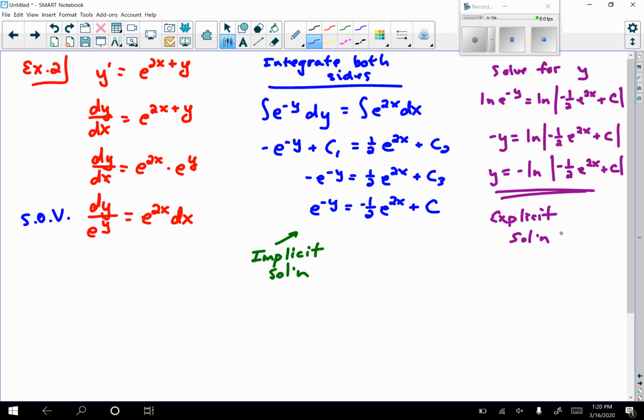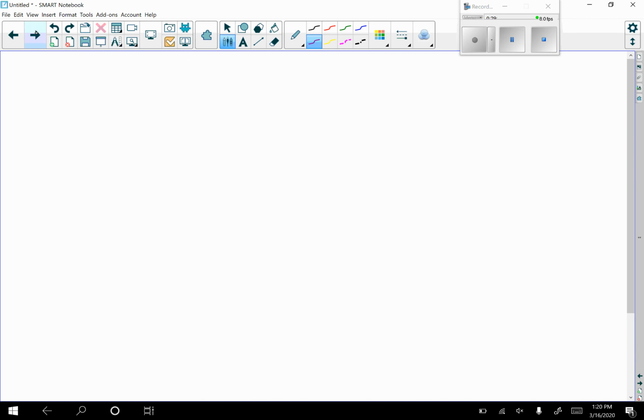So there were 2 examples over using separation of variables. We'll continue to go over this. Tomorrow I still will have the answers posted to today's assignment, but again, continue to work on them, and let me know if you have any questions.